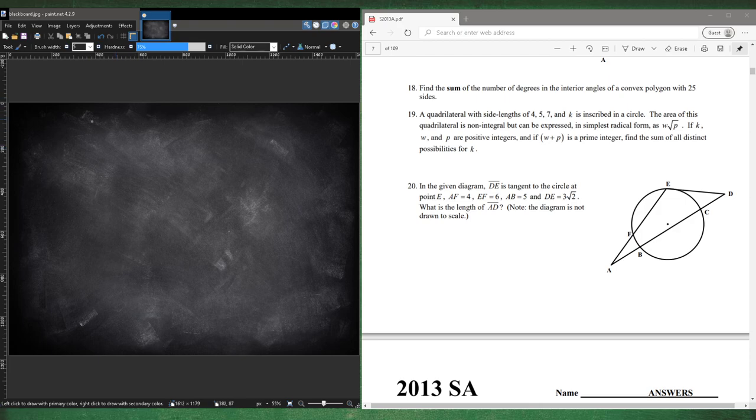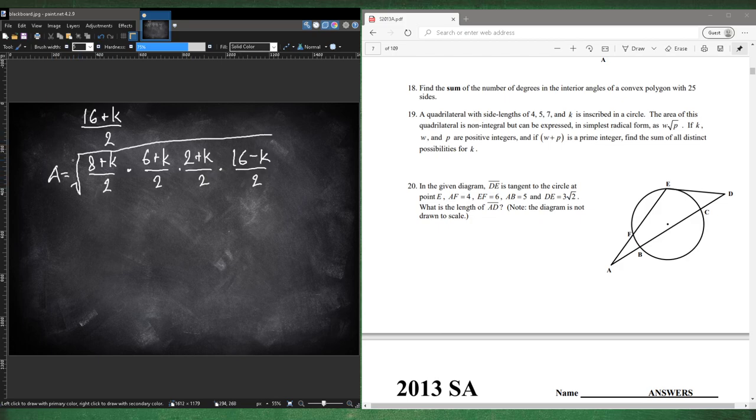So basically, you're going to use a formula called Brahmagupta's, which is the same thing as Heron's. So add them together. 4 plus 5 plus 7 plus k is 16 plus k. Then divide by 2. And then from each of those four numbers, subtract it from 16 plus k. So that's going to be (8+k)/2 times (6+k)/2 times (2+k)/2 times (16-k)/2. And then take the square root, and that's your area.